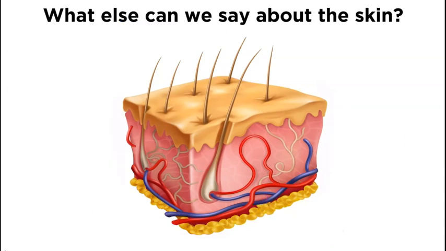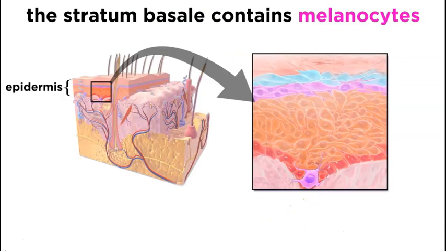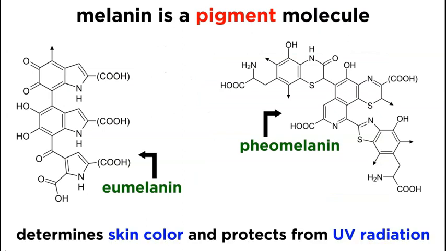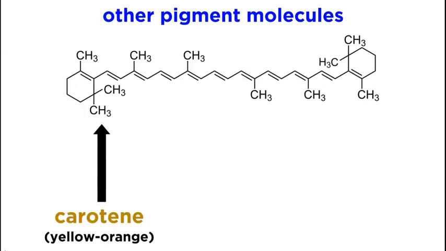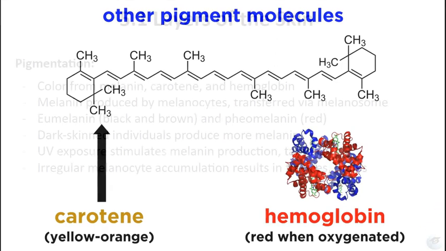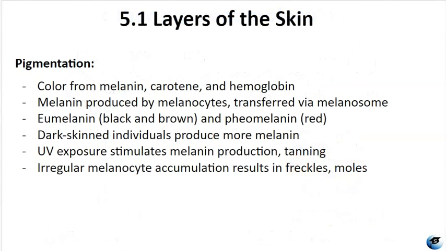What else can we say about the skin? We mentioned that the stratum basale also contains melanocytes, which produce melanin. This is a pigment molecule, and this is one of the components of the skin that determines its color and protects the skin from ultraviolet radiation. The other pigments responsible for skin color are keratin, which is yellow-orange, and hemoglobin, which is red when oxygenated. Pigmentation in the skin is derived from melanin, keratin, and hemoglobin.